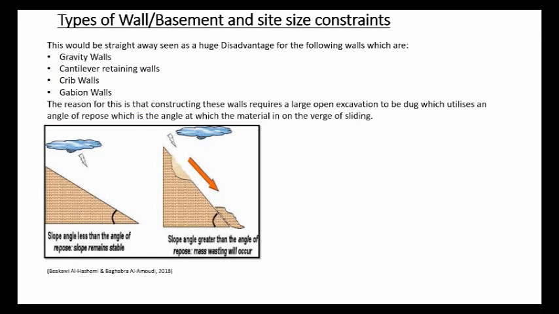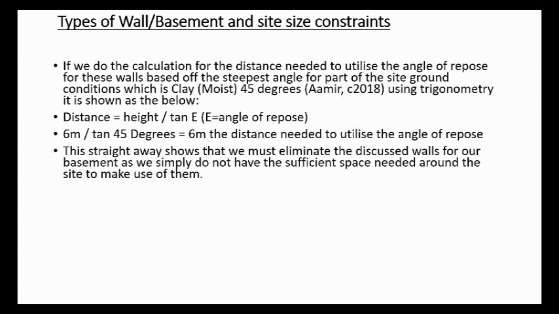This would straight away be seen as a huge disadvantage for the following walls, which are gravity walls, cantilever retaining walls, crib walls and gabion walls, because the walls require large open excavations which utilise the angle of repose. If we do the calculation for the distance needed to utilise the angle of repose for these walls based off the steepest angle for the part of the site ground conditions, which is clay moist at 45 degrees, we find that we need 6 metres to utilise the angle of repose.